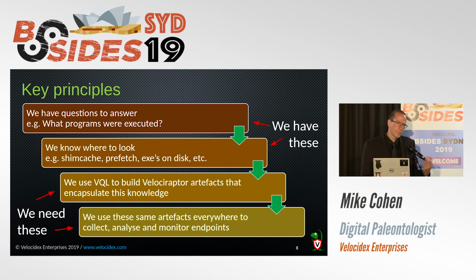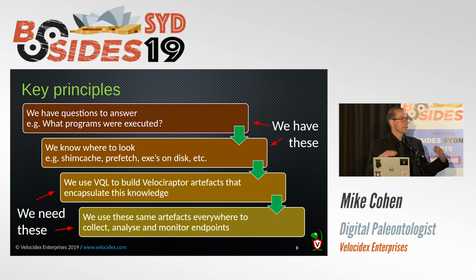So when you write an artifact, the artifact is really about answering a question. So it's a high-level thing, and the actual mechanics of how to answer this question is the lower level. So we have different levels of artifacts, very high level, and then we might just say what programs were executed. In order to answer that question, we might need to look at a number of different evidence of execution places, and that's where the forensic knowledge comes in. And a forensic expert might say, well, you might look at shim cache, you might look at prefetch, you might look at executables on disk, modification times, timelining, that kind of thing.